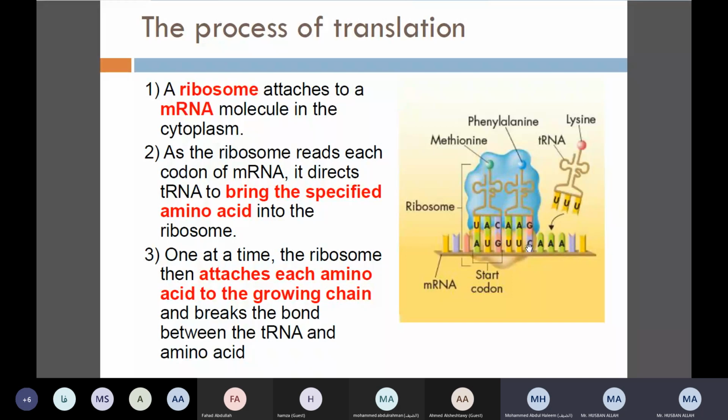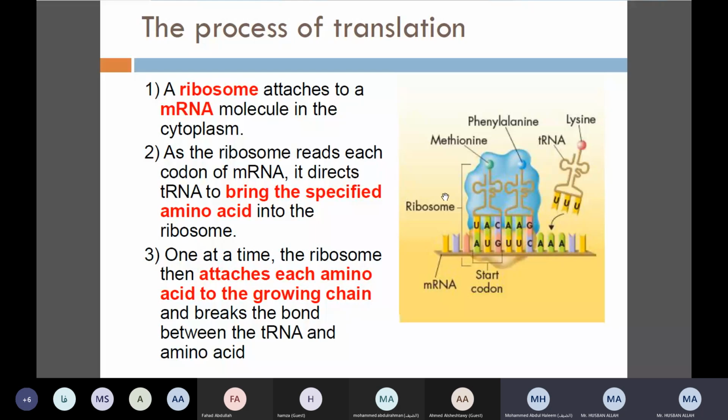Now next one we have UUC. UUC will code for phenylalanine, and so on. AAA codes for lysine. So this reading will be done by the ribosomes.